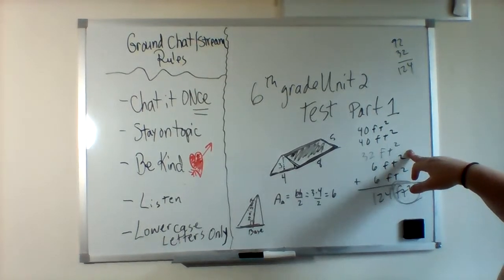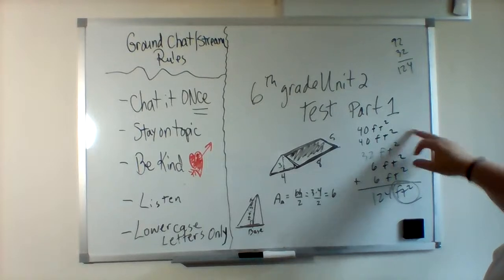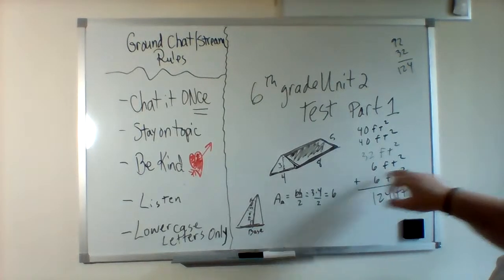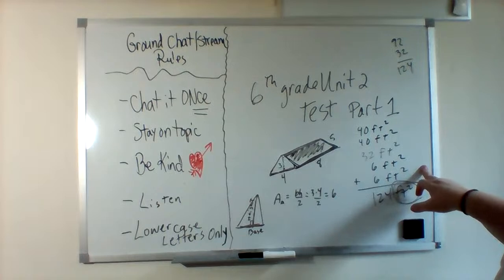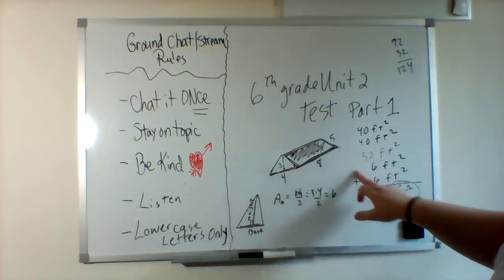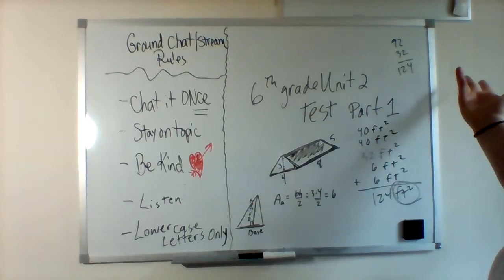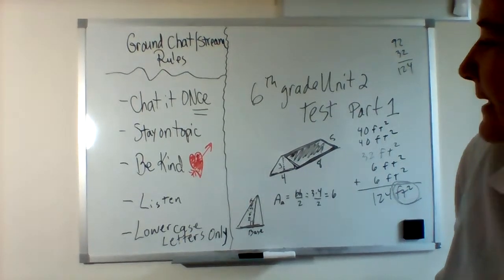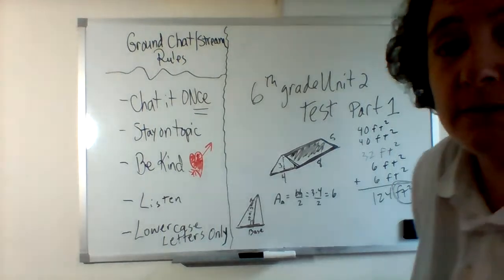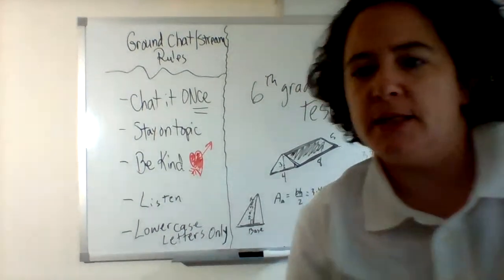One bottom, 2 sides, 2 faces. This is correct. 40 and 40 is 80. 92. 92 and 32 is 124. And it asks for surface area, correct? Yes, Dennis.